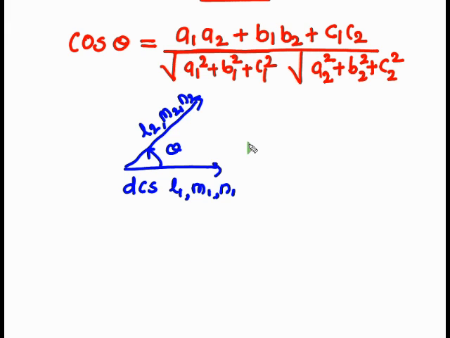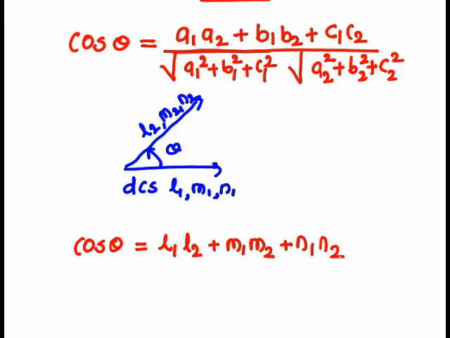Now we need to find the value of cos theta if we know the DRs of the two lines. Now let's see how to find this. So cos theta is equal to the sum of the products of the DRs, that is L1 into L2 plus M1 into M2 plus N1 into N2. So this is how we find the value of cos theta if we know the DRs and the DCs. Let's go for the next.